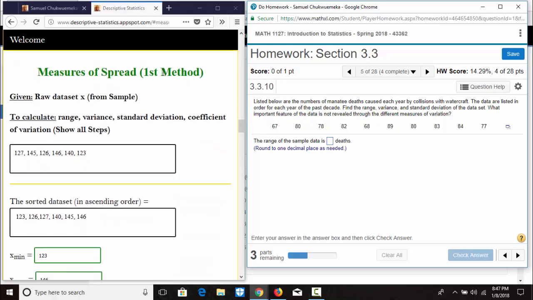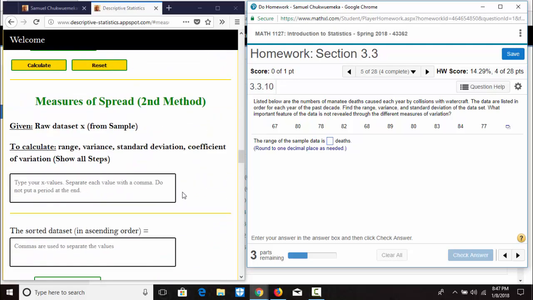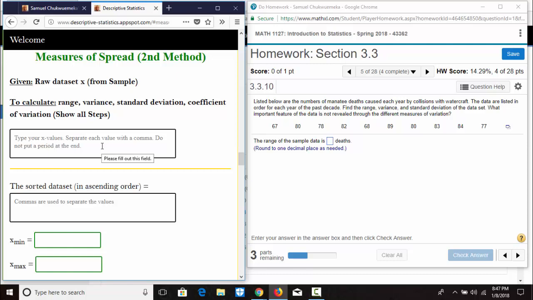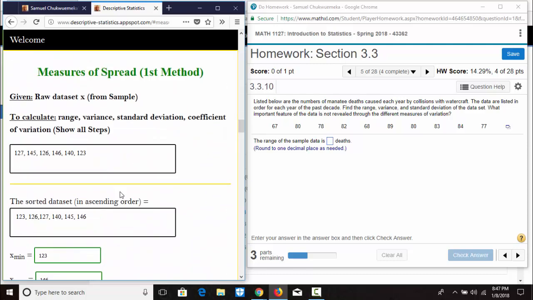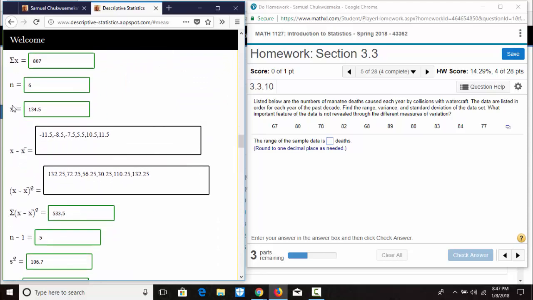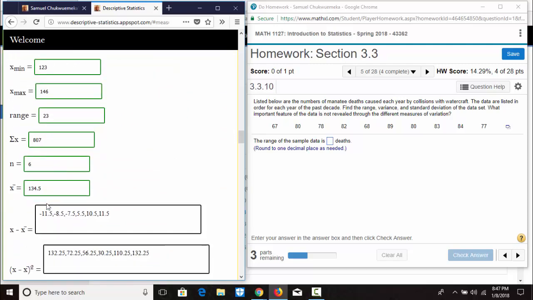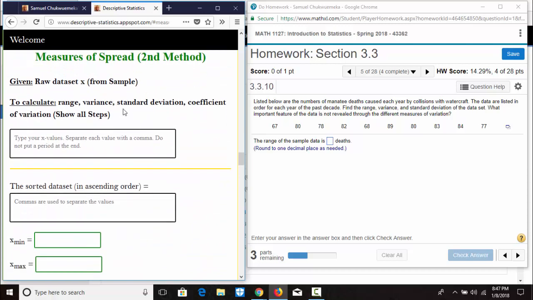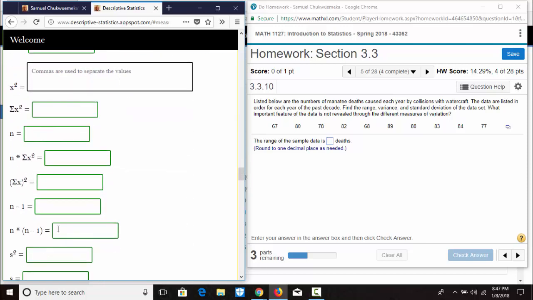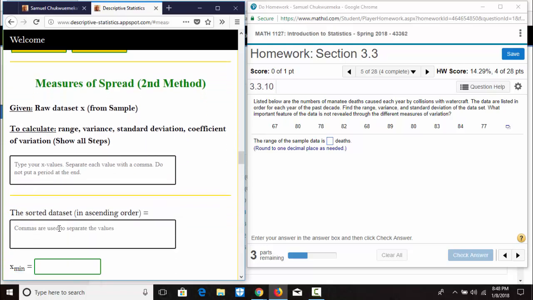So I think we used the measures of spread first method. Okay, let's use the second method this time, just to show you both methods work. Now you can ask me, what is the difference between the two methods? With the first method, you have to find the mean before you use the formula, and this pertains to calculating the variance and the standard deviation. It's two different formulas. The second method, the formula does not need the mean. You don't need to find the mean of the data set if you're using the second formula.